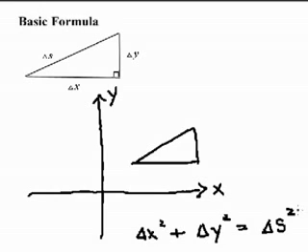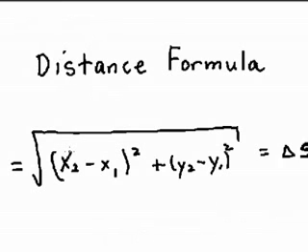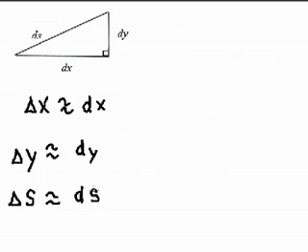And we use the distance formula, which is the Pythagorean theorem applied to the Cartesian plane. Delta x squared plus delta y squared equals delta s squared. As you can see, delta x is just x2 minus x1, and delta y is just y2 minus y1.